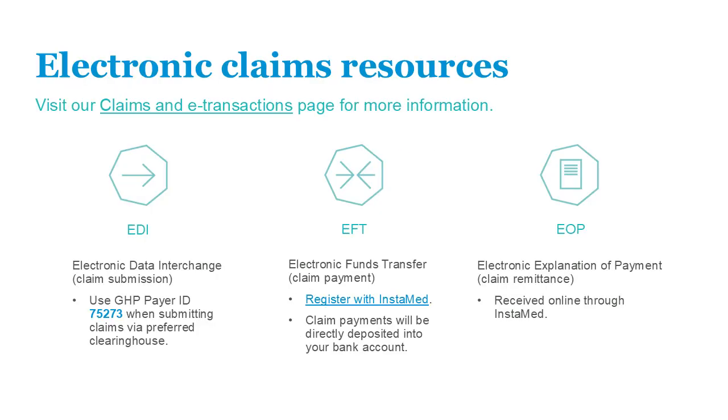There are 3 steps in the claims process for Geisinger Health Plan. The first is to submit claims through the electronic data interchange. You'll work with your vendor to submit claims through one of our approved clearinghouses. Step 2 is for payment. Providers are to register with InstaMed. Payments through InstaMed will be directly deposited, as Geisinger Health Plan does not issue paper checks. The third step is your explanation of payment, also known as your claim remittance, which will be available online through InstaMed as well. You can find information about these e-transactions at geisingerhealthplan.com.